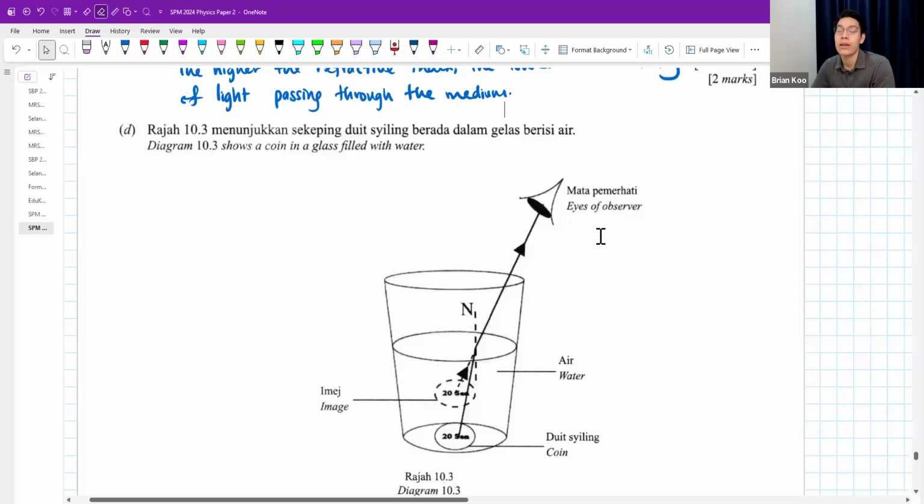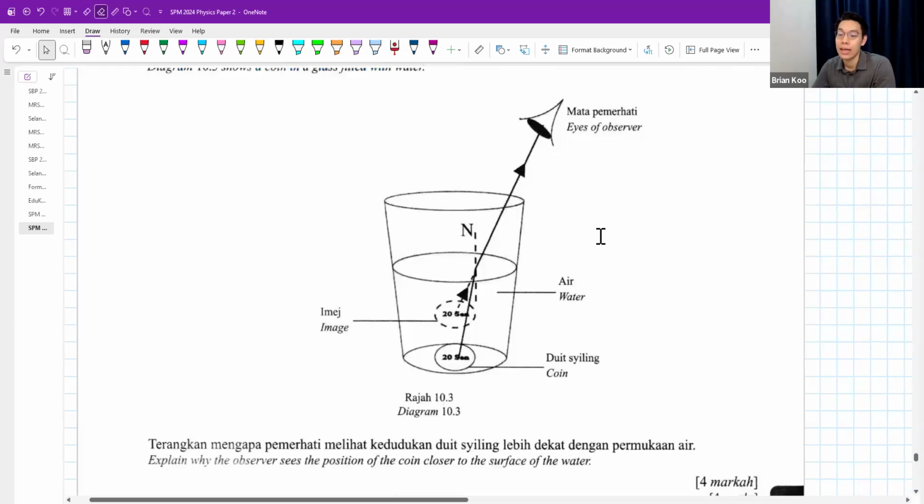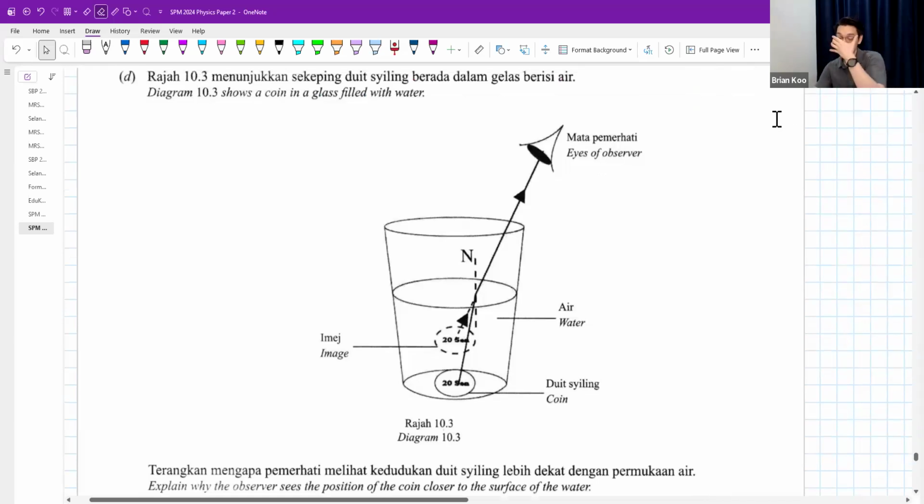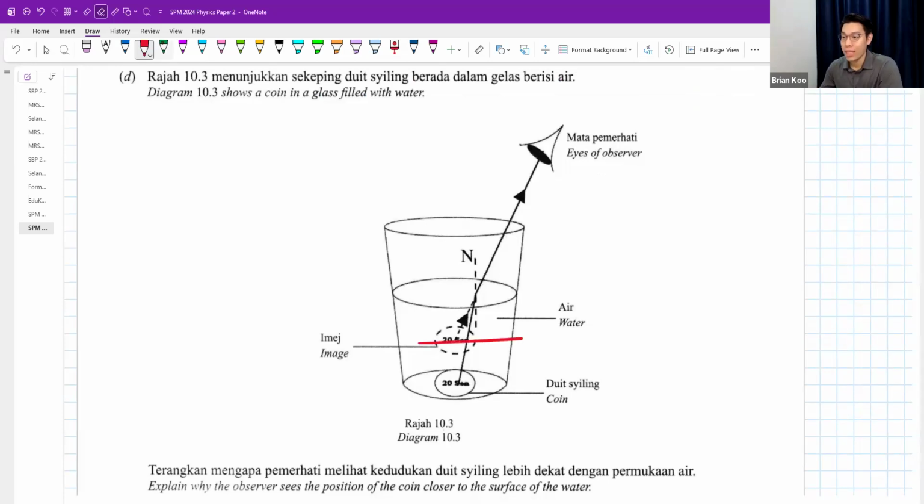And then part D. Diagram 10.3 shows a coin in a glass filled with water. Explain why the observer sees the position of the coin closer to the surface of the water. The one that we see is known as the apparent image. That's why this is called the apparent depth. This is the apparent image. That's what your eyes will see, which is slightly higher.